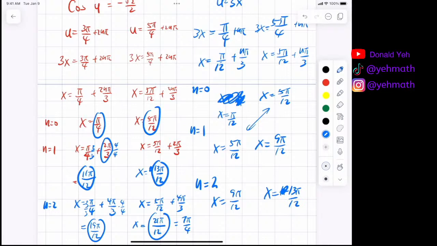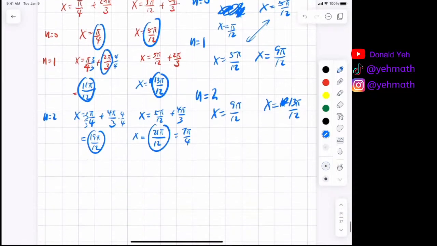It seems like now I got what? How many answers? 1, 2, 3, 4. So I have to go 2 more. n equal to 3 and n equal to 4 because it's going to repeat once. So this one is going to be x equal to 13 pi over 12, but it repeated. And this one's going to be 17 pi over 12.